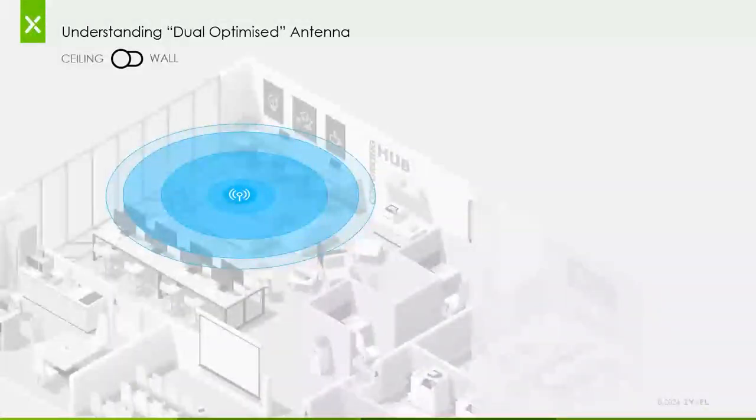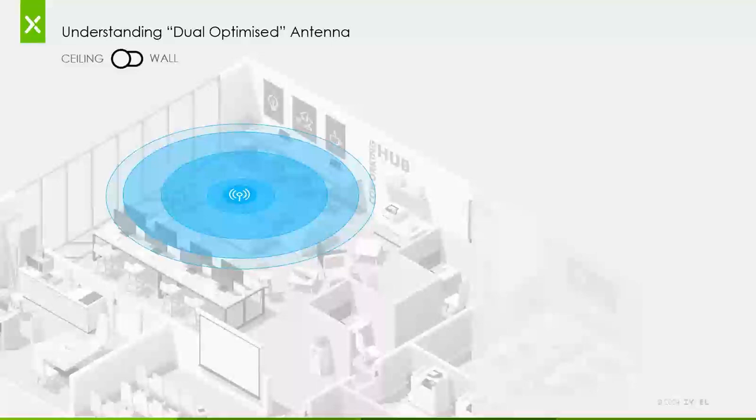So what is dual optimized antennas? This is something that most of our competitors do not offer. In fact, I don't think any of our competitors offer. And basically what happens is your traditional access point has been optimized to be mounted on the ceiling and uses an omnidirectional antenna to radiate the signal out in roughly an umbrella pattern emanating out from that access point, covering the area below it.